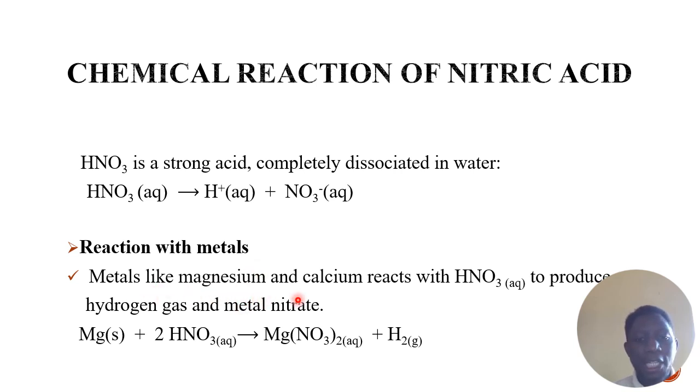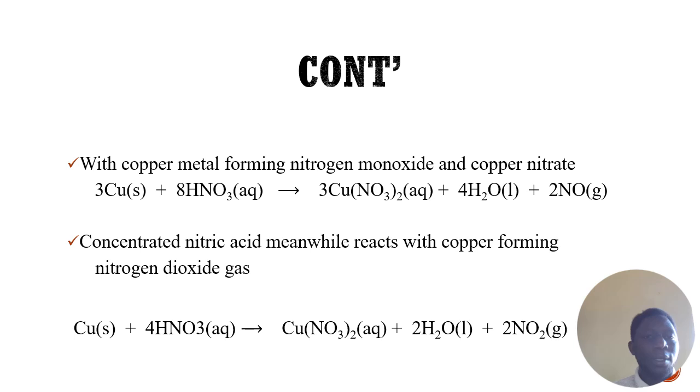Metals like magnesium and calcium react with nitric acid to produce hydrogen gas and metal nitrate. When magnesium reacts with nitric acid, it produces magnesium nitrate and hydrogen gas. It can also react with copper, which is a metal. With copper metal, here forming nitrogen monoxide and copper nitrate.